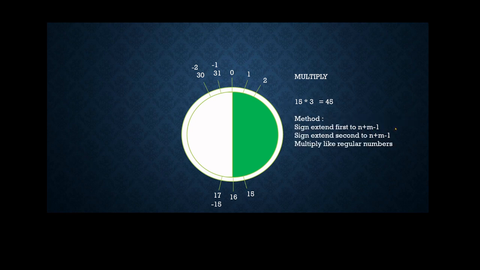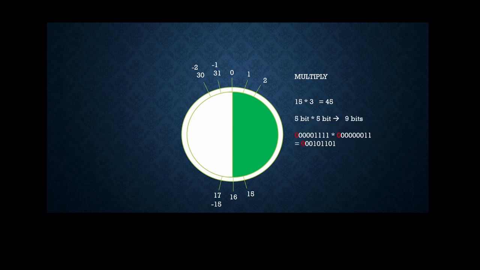And so what we need to do is that before we multiply this, we sign extend both of these numbers to n plus m minus one. Then we multiply like regular numbers. The answer should be correct. You will not get wrong answer. So the important thing was to know how many bits it'll end up with, sign extend everything to that, and then multiply them like regular numbers. It should work just fine.